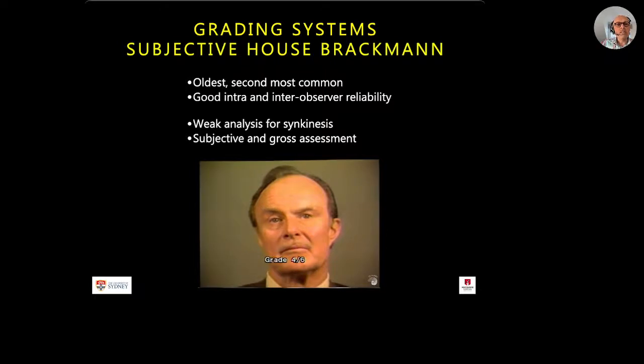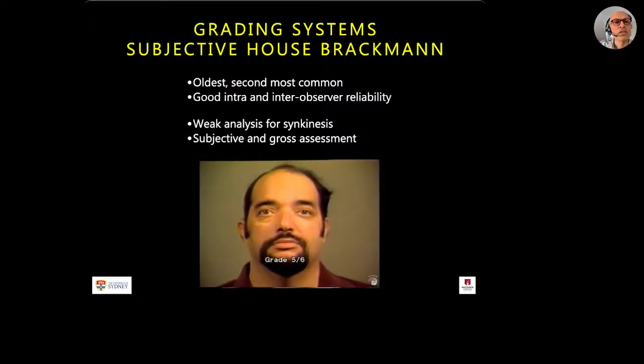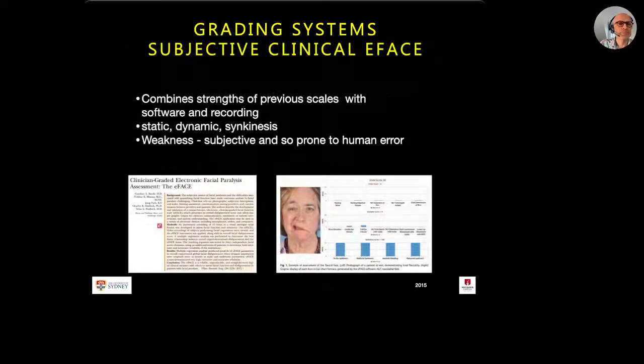The oldest and the second most common system is the Brackmann system from the House Ear Institute, again with good intra- and inter-observer reliability. Its big weakness is it doesn't have a lot of grading for synkinesis. It is subjective, and it was originally designed as a gross assessment tool. So for the modern clinician, they sometimes feel it's not nuanced enough to pick up the subtleties of some improvements that occur with certain patients. So it's certainly being decreased in its usage.